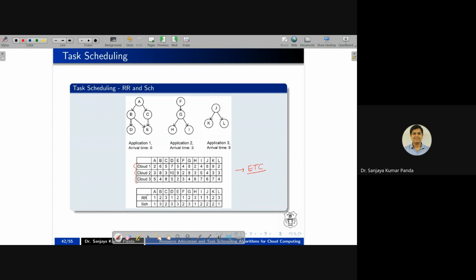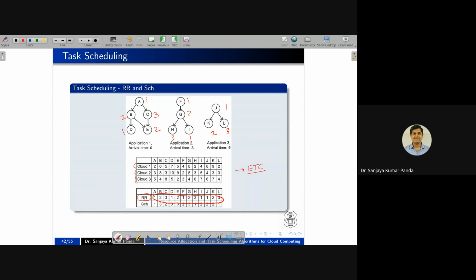So if you apply a task scheduling algorithm here, for example, the round robin algorithm, round robin says that the first task is assigned to the first cloud, second is assigned to the second cloud, third is assigned to the third cloud, fourth is assigned to the first cloud, fifth is assigned to the second cloud. Again, here 1, 2, 3, 1, here 1, 2, 3. So this sequence you will get in round robin.